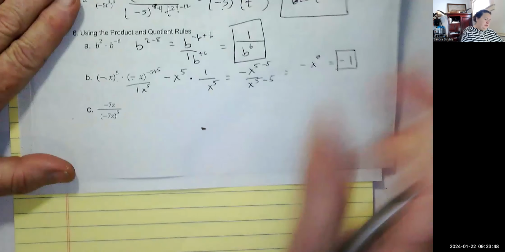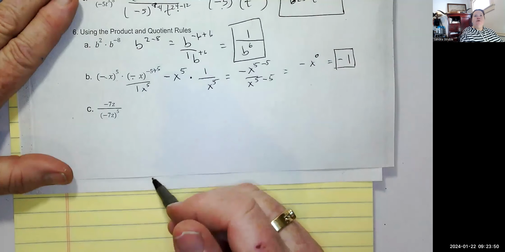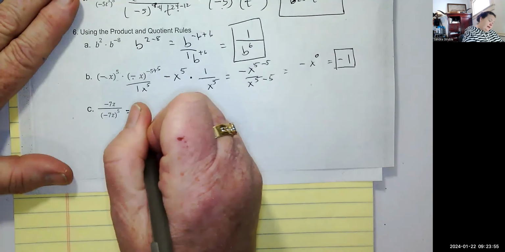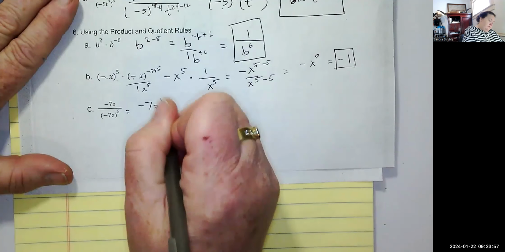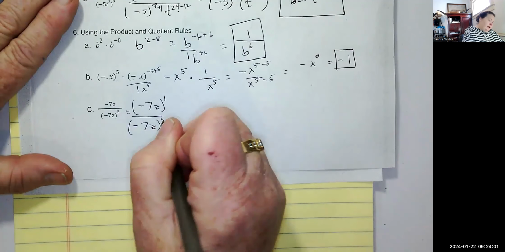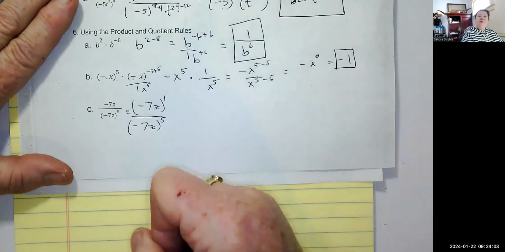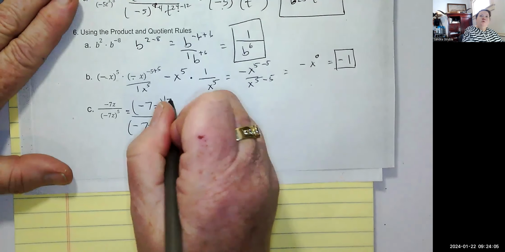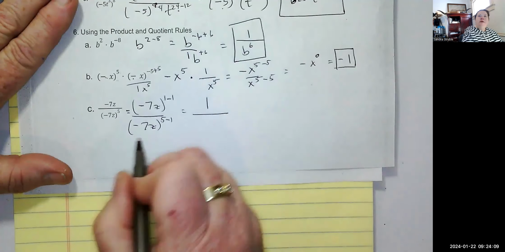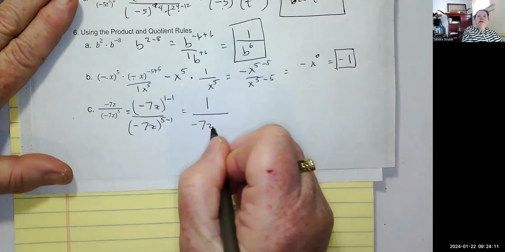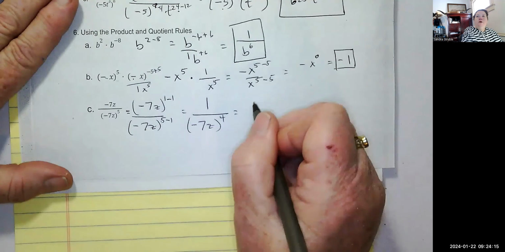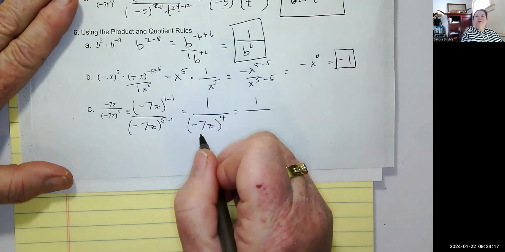All right, last one on this one, negative 7z over negative 7z to the 5th. So that's negative 7z to the 1 over negative 7z to the 5th. I want to bring that numerator 1 to the denominator, so I'm going to subtract 1 from both. This becomes 1 over negative 7z to the 4th. I do not want to calculate negative 7 to the 4th.